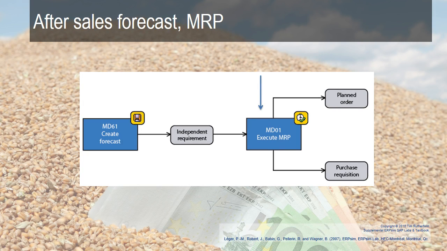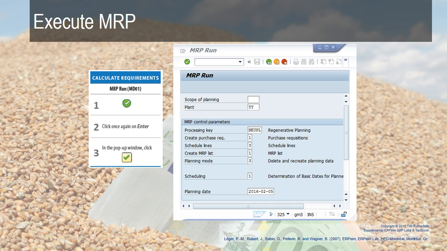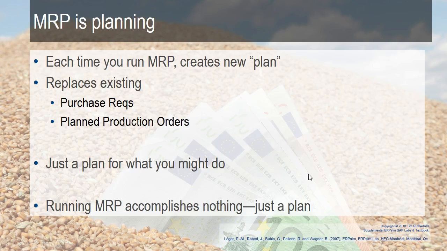So the planning comes from MRP, material requirements planning. This is the transaction within SAP. This is from the job aid itself. This is a very easy transaction to run. MD01, enter, enter, enter, and it just does it for you. All the default parameters are already set.